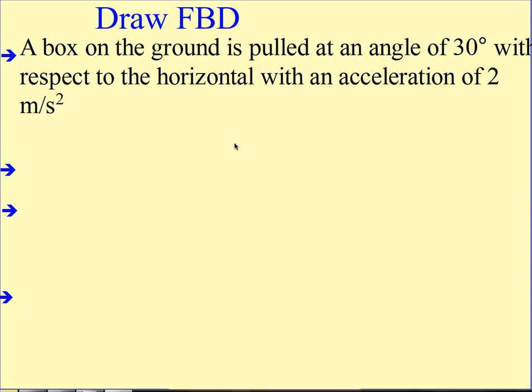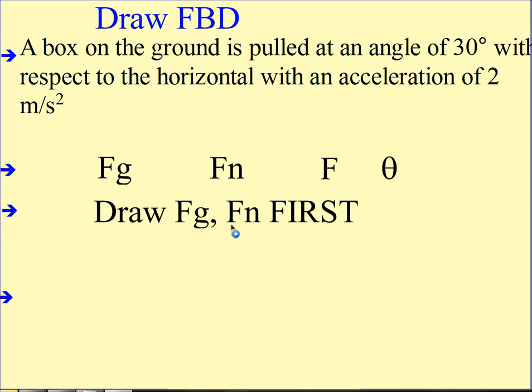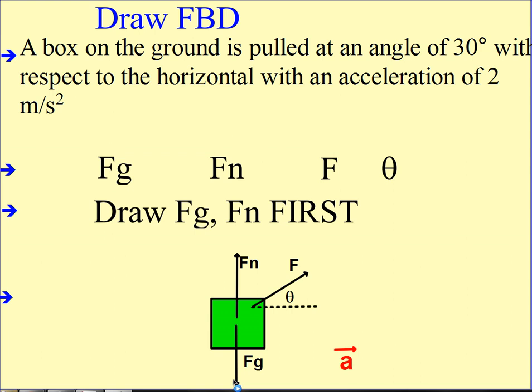Now, what do I do if I have a box on the ground being pulled at an angle of 30 degrees with respect to the horizontal, and it's accelerating? Identify all of your forces. All right, this one, now we're going to have an applied force at an angle. Draw in Fn and Fg first. Always draw those in. So Fg goes down, Fn goes up. And F is up at this angle. And then sketch in your acceleration. It's essential you can draw clear free body diagrams.